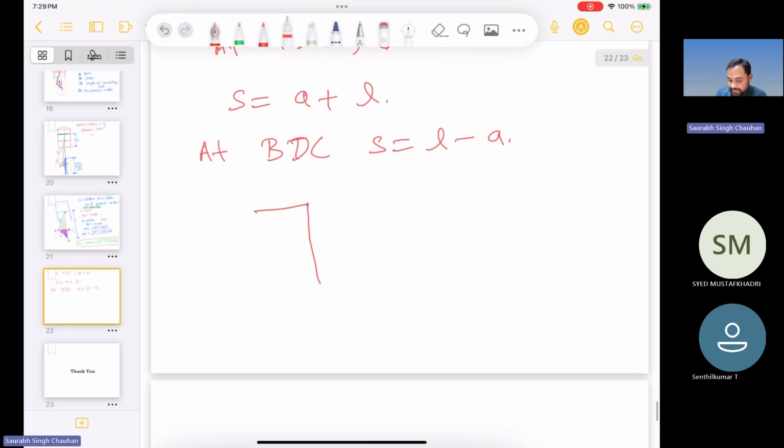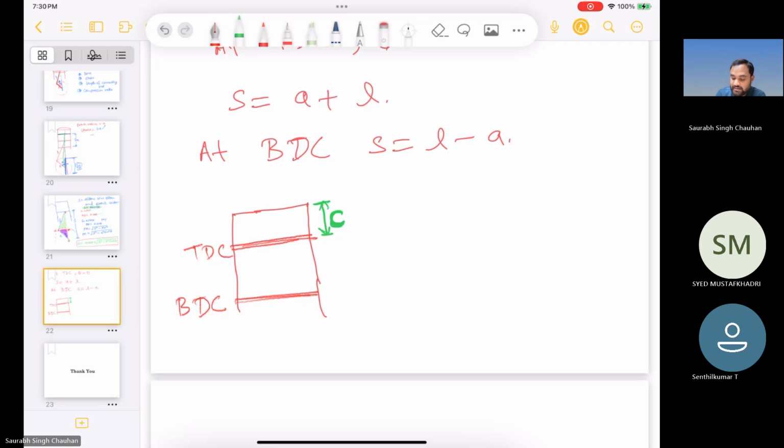Let me draw this diagram again. This is, let us say, top dead center, and this is bottom dead center. So when the piston is at top dead center, there will be some clearance. Let us say this is C. So clearance volume will be pi r square, where r is the bore radius, times C. This is clearance.